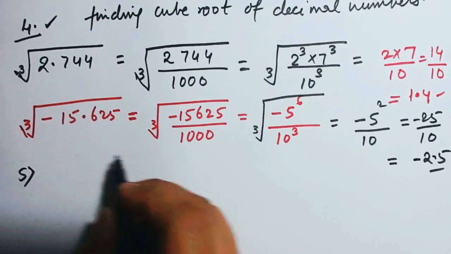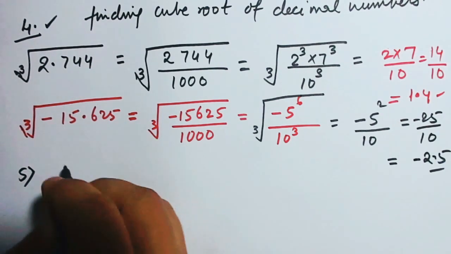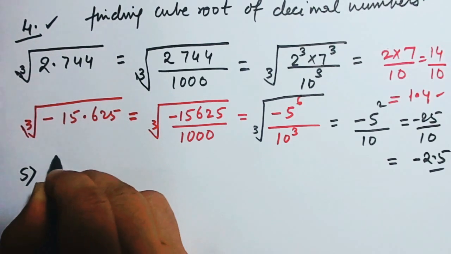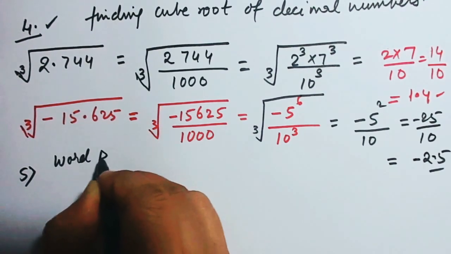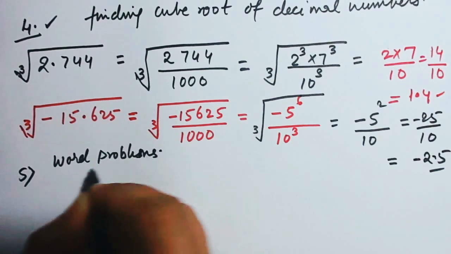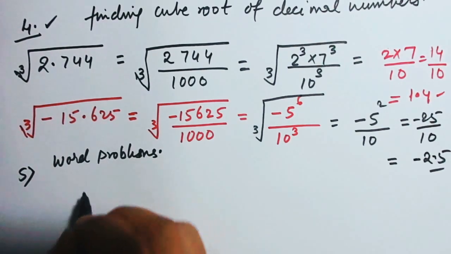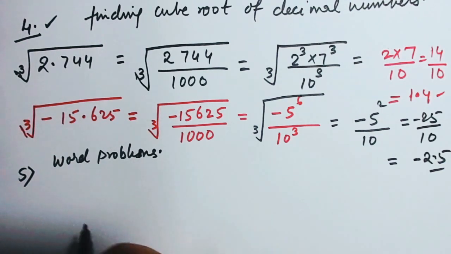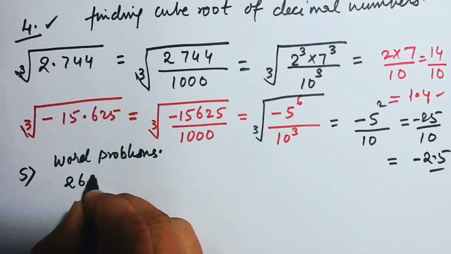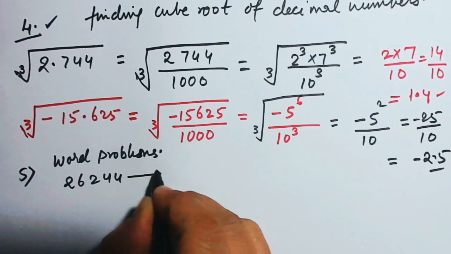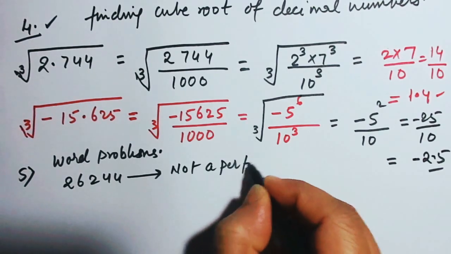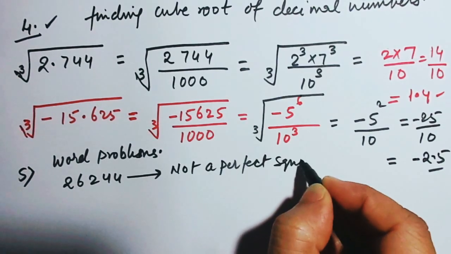26244 is not a perfect square. In number 5 we have word problems, and these problems are really bigger problems. Even I wrote this spelling wrongly. 26244 is not a perfect square. They have given us this number.